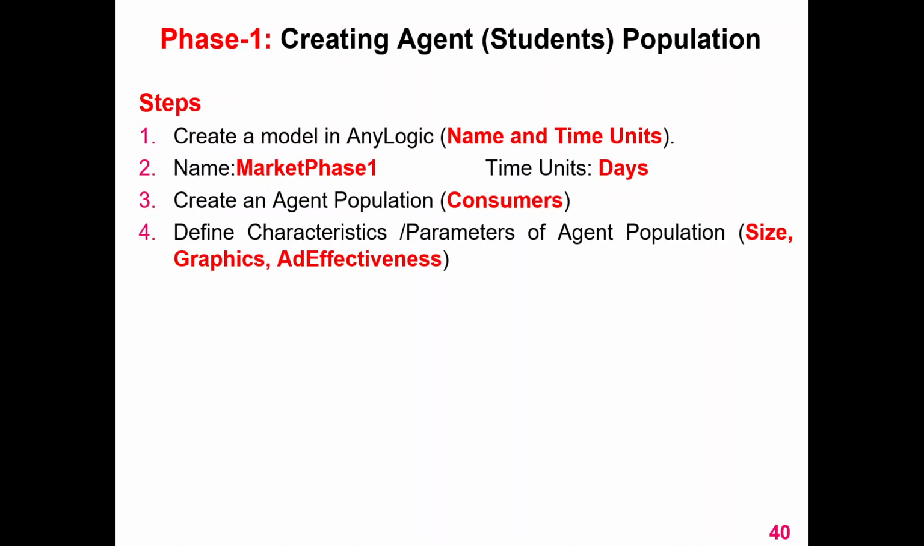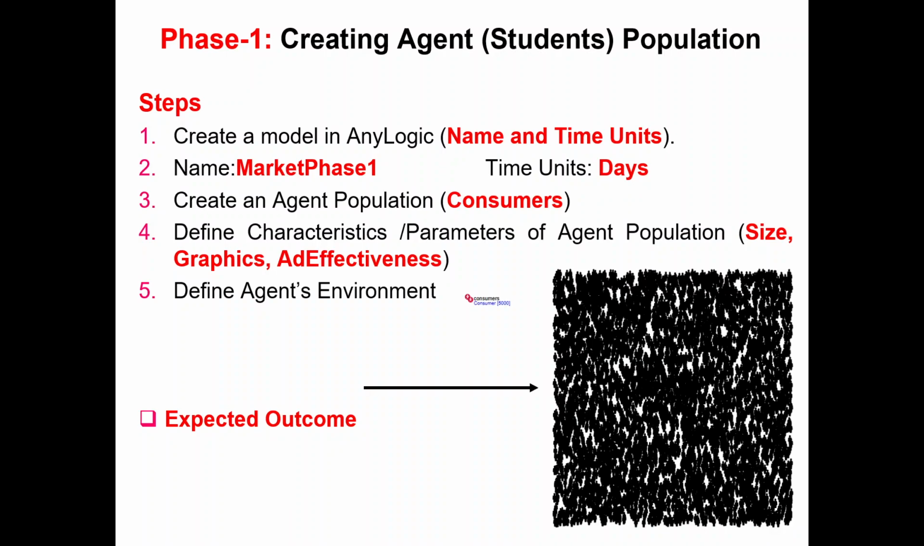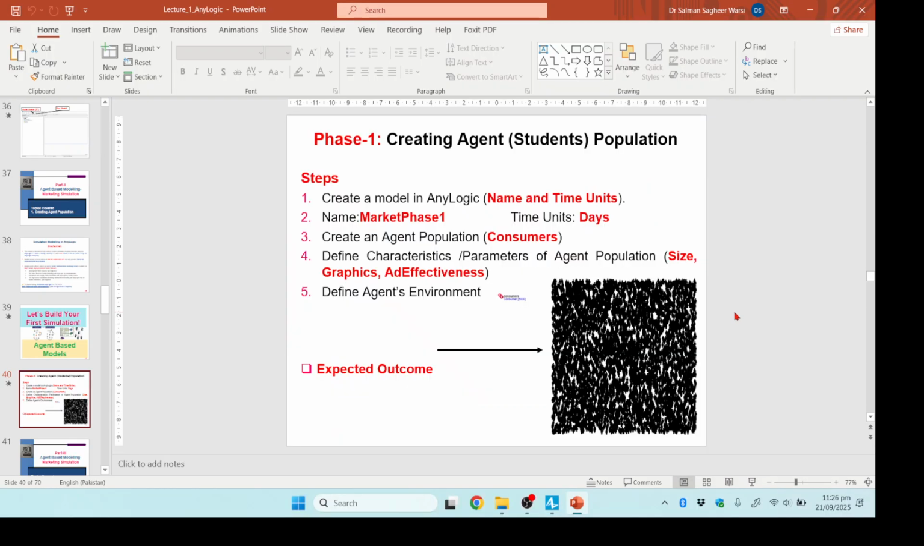So here we will define the agent population of the students, and then we will define some attributes of this population like size, the graphics, and then we will add ad effectiveness as a parameter of the population, and then we will define its environment, and finally we will run the simulation, and our expected outlook will look like this. But don't worry, we will just see how it is actually done in AnyLogic. So we move towards AnyLogic.